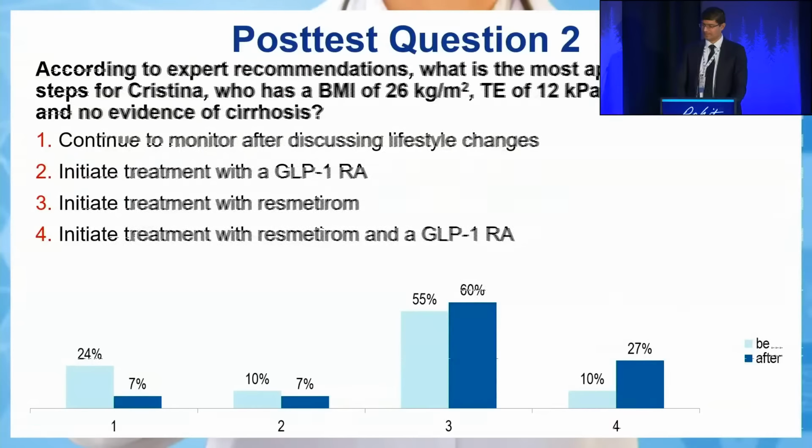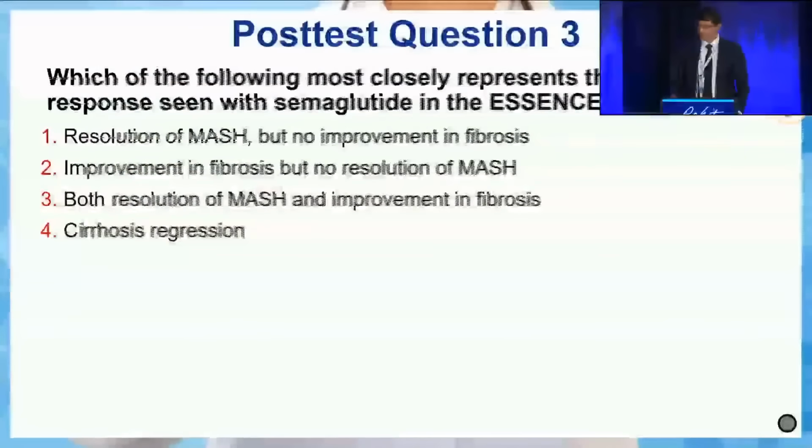So I think, to me, how I understand it in clinical practice is that you should always recommend that, but you should not delay specific therapy, either with semaglutide or resmetirom, in patients who are already at a more advanced stage. You can delay it in people who are F0, F1, but not in those who are more advanced. I completely agree with you, Vlad. Question 3, which of the following most closely represents the histologic response seen with SEMA in the ESSENCE trial? Let's vote.